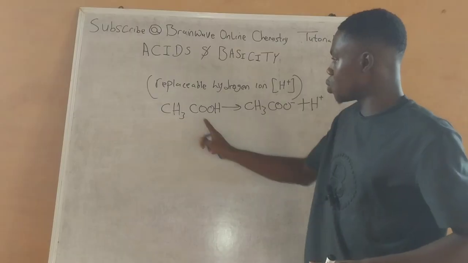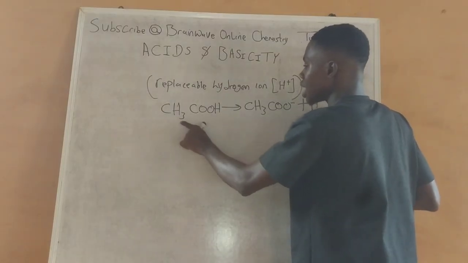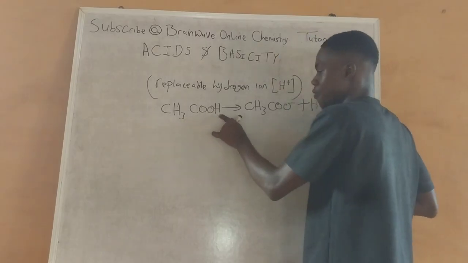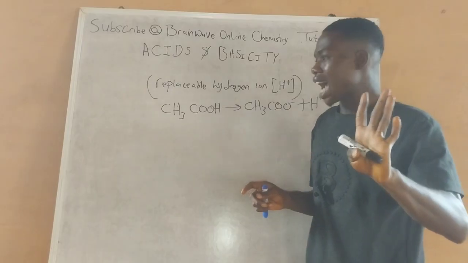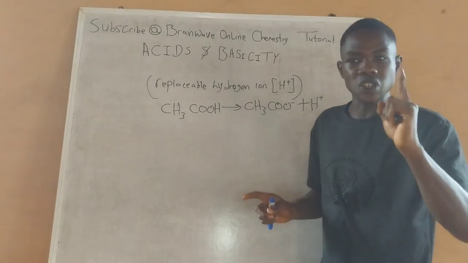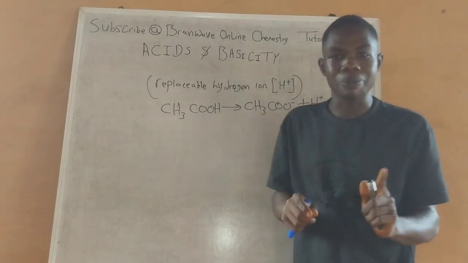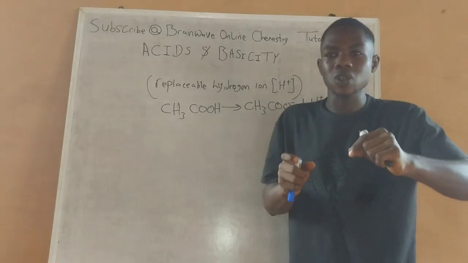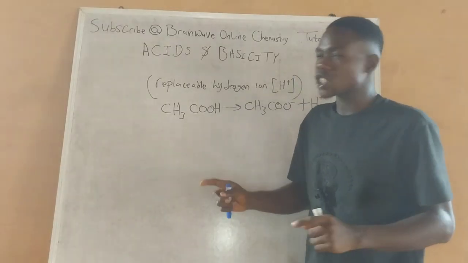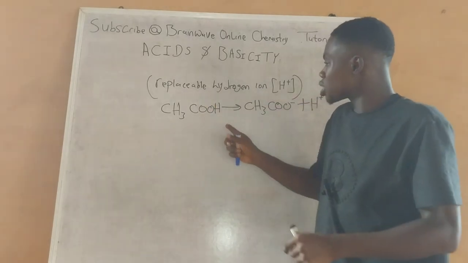Now, if you look at it very well, how many hydrogen ions does this acid have? We have 3 hydrogen ions here plus this one here, making it 4 hydrogen ions. But aside from the 4 hydrogen ions here, it is only 1 hydrogen ion that can be replaced, which is this last hydrogen ion here. That's what basicity is talking about. Basicity is the number of hydrogen ions that can be replaced in one molecule of an acid, because there are some hydrogen ions in an acid that cannot be replaced. The one that can be replaced is what basicity is talking about.